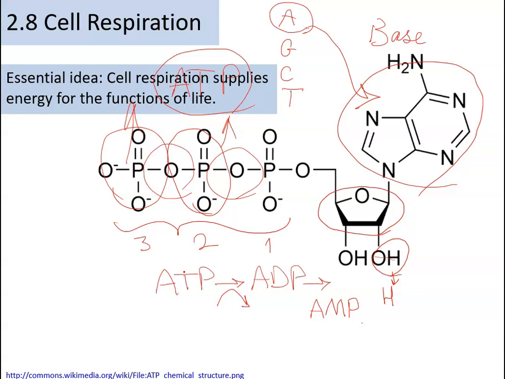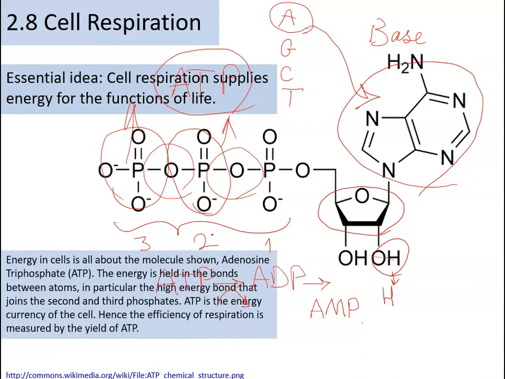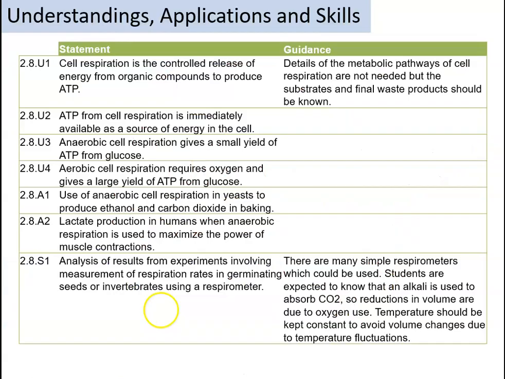So the essential idea is that cellular respiration supplies energy for the functions of life. And the energy in the cell is all about the molecule which we call adenosine triphosphate. Understandings, applications, and skills. What are the expectations from you to know on this unit? Cell respiration is a controlled release of energy from organic compounds to produce ATP.